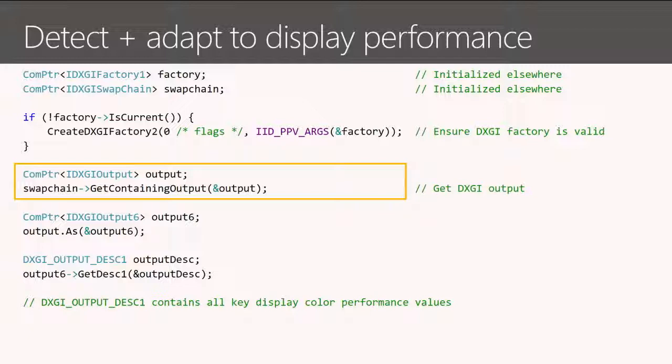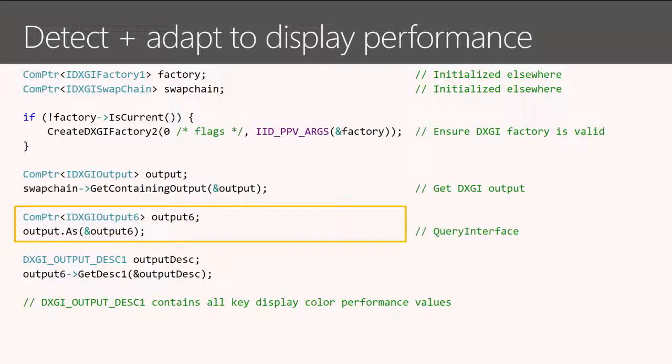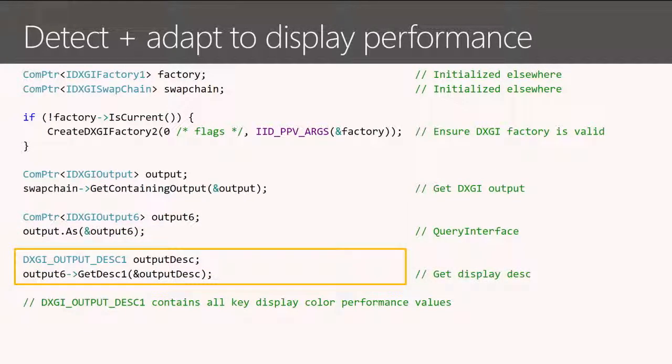From your swap chain, get the DXGI output and use our friend QueryInterface for IDXGIOutput6. This interface contains the new method and lets you get the new DXGI_OUTPUT_DESC1 struct. And so this is the struct that contains all of the key numbers that we care about.